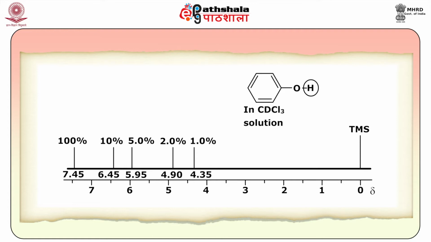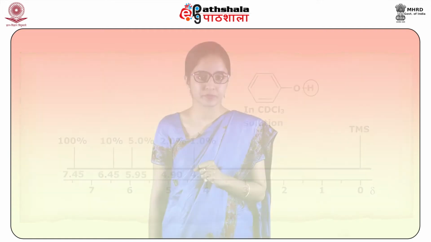Now as you can see, we range from a concentration of 100%, 10%, 5%, 2%, 1% of phenol in CDCl3 solution. See how the chemical shift varies from 7.45 to 4.35 and in between there are three ranges of the same value of the same compound in CDCl3.